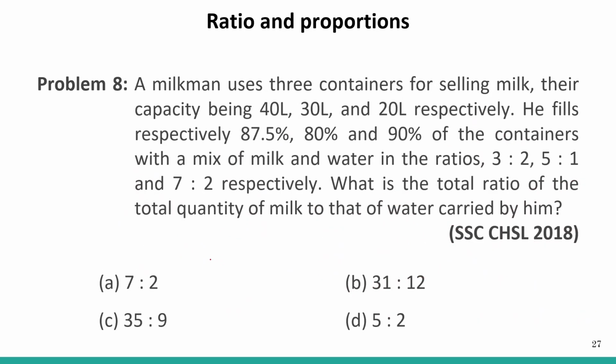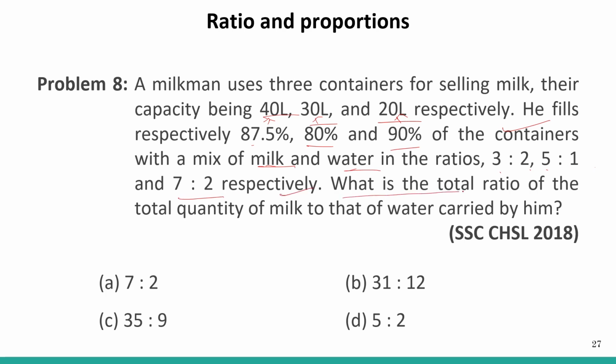Okay. So let's see problem number 8. A milkman uses 3 containers for selling milk and their capacity being 40 liter, 30 liter and 20 liter respectively. So he fills respectively 87.5%, 80%, 90% of the containers. So he filled 87.5% for the 40 liter container, 80% in the 30 liter container and 90% in the 20 liter container, with a mix of milk and water in the ratio 3 is to 2 and 5 is to 1 and 7 is to 2 respectively.